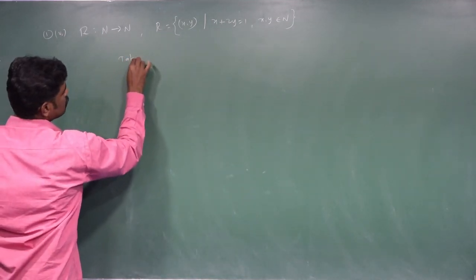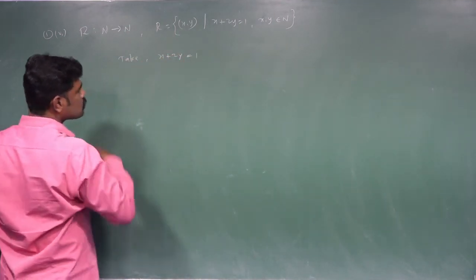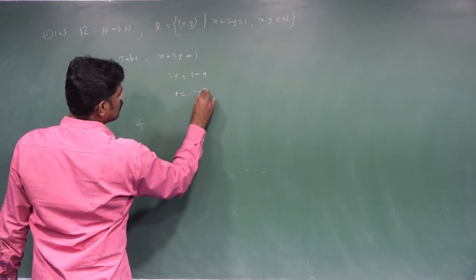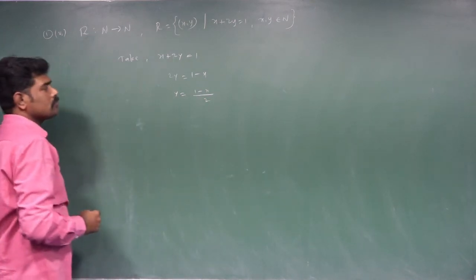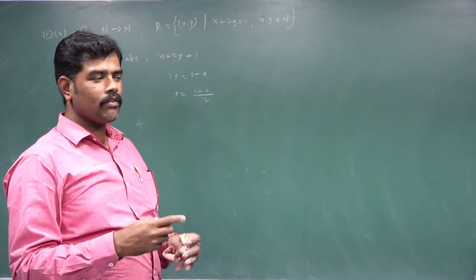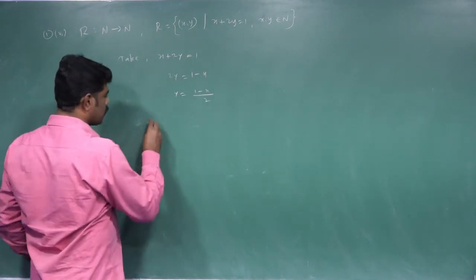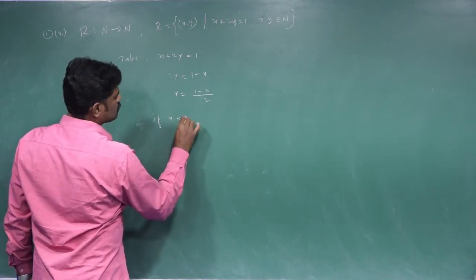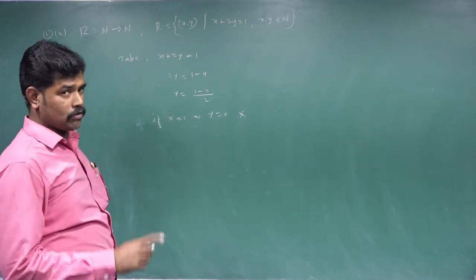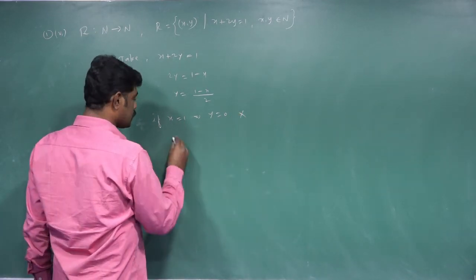Take x plus 2y is equal to 1. From this, 2y is equal to 1 minus x. Then y is equal to (1 minus x) by 2. Here, x and y both are natural numbers. Then we verify which natural numbers satisfy this condition. We can start from 1. If x is equal to 1, then y is equal to 0. It's not possible. Both should be natural numbers. That is the condition here. Here x is a natural number, but y is not a natural number. It's a whole number. It's not satisfied.